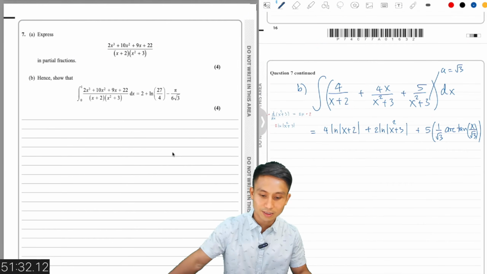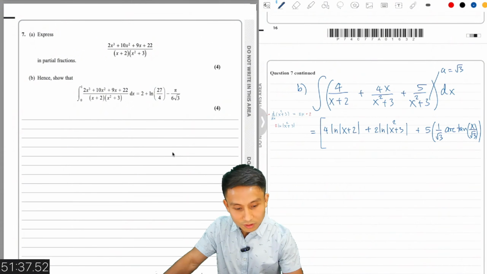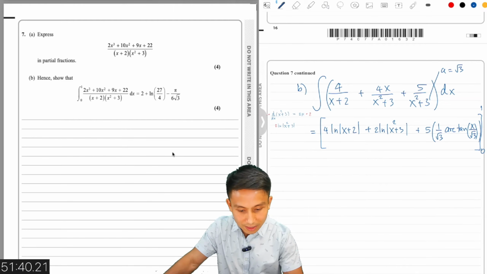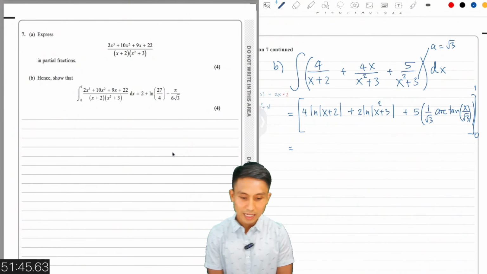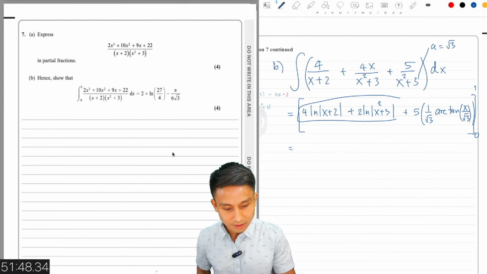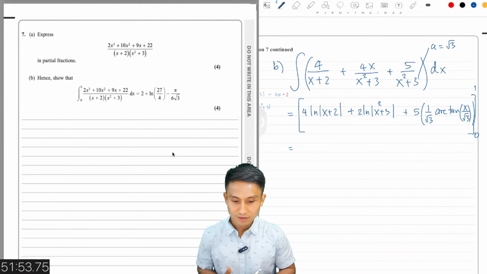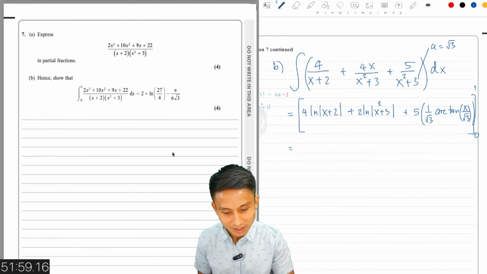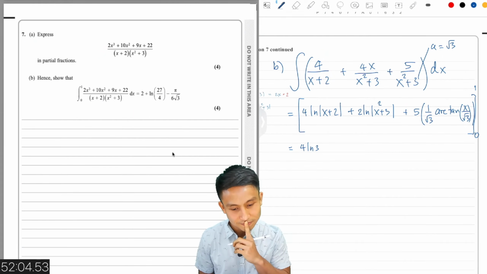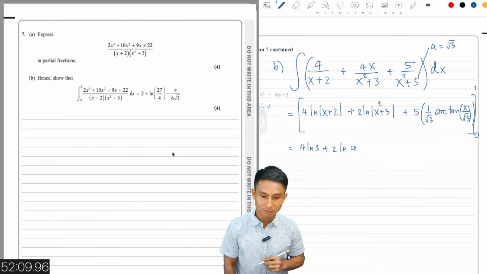All right. That's it. So we're going to put the limits on. That's from 0 to 1. So we're just going to write it like that. Now, let's simplify this a little more. Or, no, I'm not going to simplify it. So just put the limits. Putting in the upper limit, we get 4 ln 3 for that, plus 2 ln 4, because 1 plus 3 is 4.